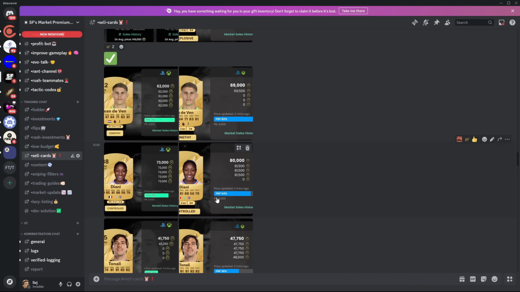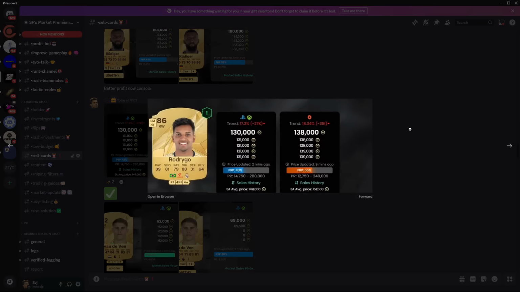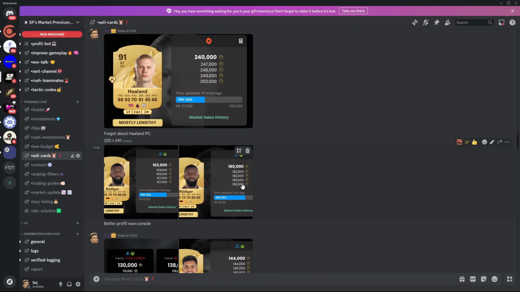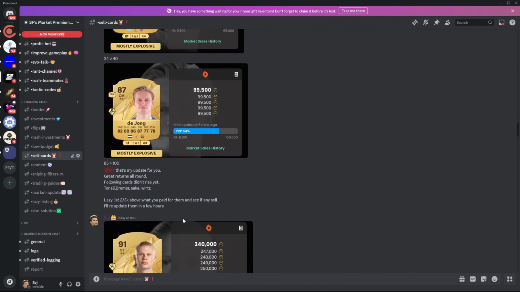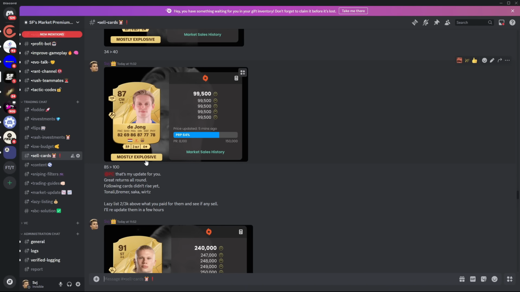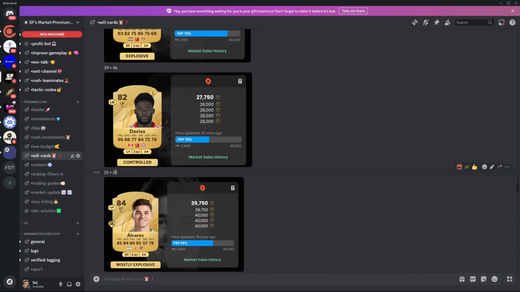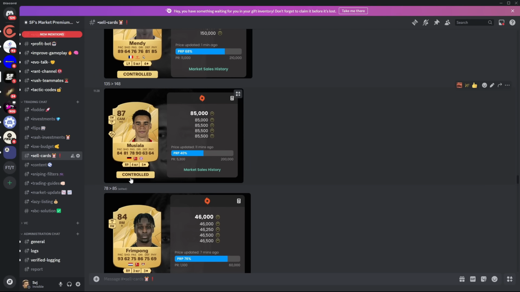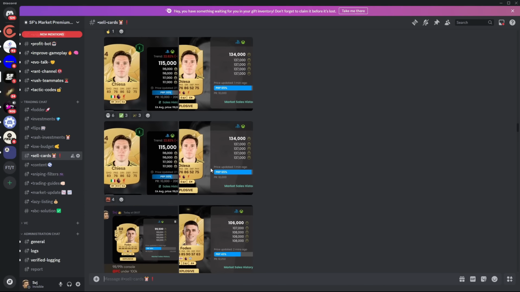Dayani, 73 to 80. Van der Ven, 62 to 69. Rodrigo, 130 to 144. Rudiger, 164 to 180. Haaland on PC, 220 to 247k. De Jong, 85 to 100,000 coins on PC. Alvarez, 34 to 40k. Davies, 25 to 28. Frimpong, 39 to 46, Musiala, 78 to 85, and the list literally goes on and on and on.